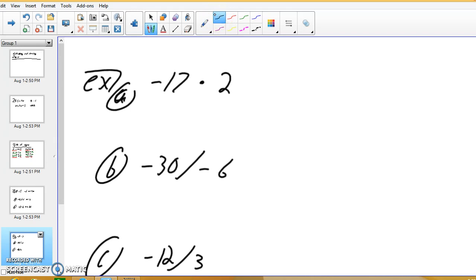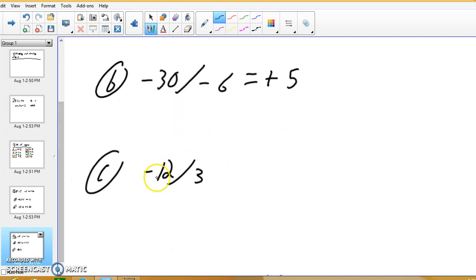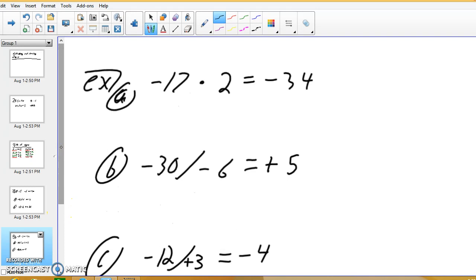Okay, and we'll go through them. We have a negative and a positive, so our final answer is going to be negative. 17 times 2 is 34. We have a negative and a negative, so they're the same sign, so the answer is going to be positive. 30 divided by 6 is 5. And we have a negative and a positive 3, so they're opposites, so the answer is going to be negative. 12 divided by 3 is 4. So that is multiplying and dividing integers.